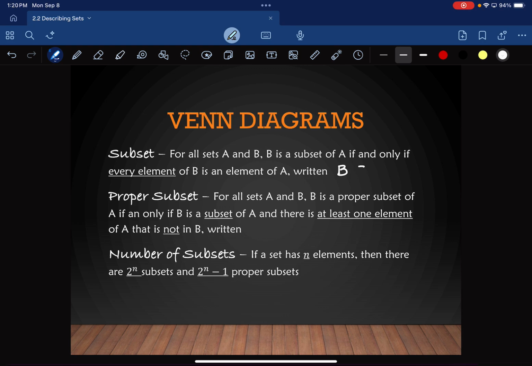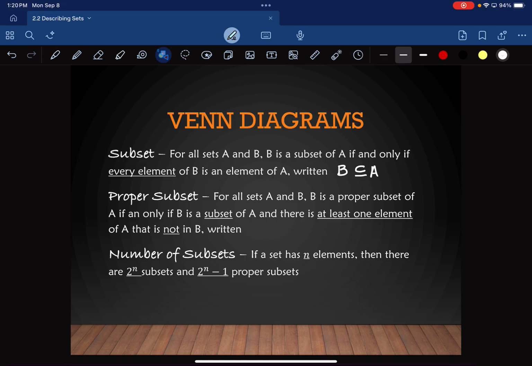So it says B is a subset of A. It kind of looks like a U on its side, or like a really squished C. In fact, sometimes we will read this as B is contained in A. So that kind of has that C feel to it.